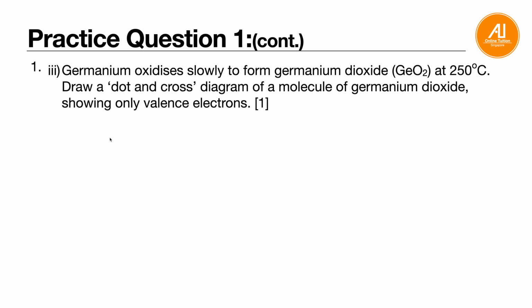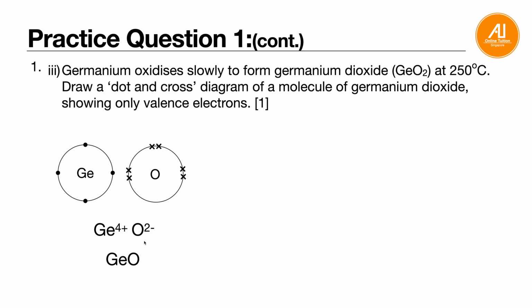Okay, and of course the dot and cross diagram. Germanium is group 4, so it has 4 valence electrons. Oxygen is group 6, 6 valence electrons. So you write the charge. Ge is 4 plus, oxygen is 2 minus. If you cross, it will be Ge2O4. Then when you reduce 2 and 4, you can reduce to 1 and 2, so it's GeO2.